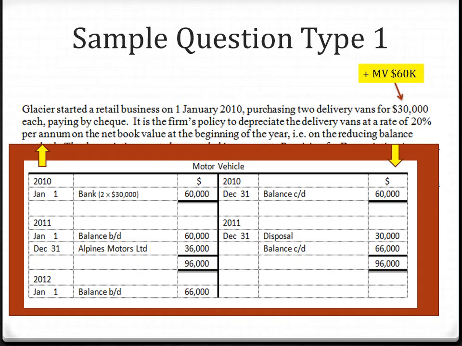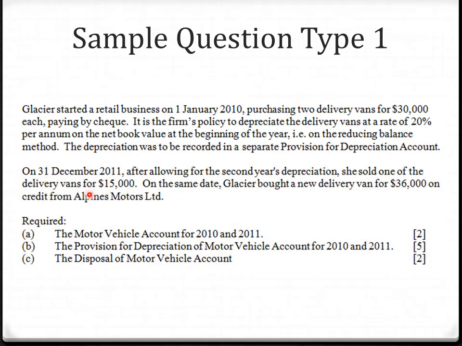So now let's have a look at the motor vehicles account. So quickly run through. At the start of Jan the 1st, 2010, bought 2 motor vehicles, so 60K here. Nothing happened at the end of the year, no buying, no more selling, so you have balance carried down 60K. Now we're going to bring down to the next year, 2011, Jan 1st, balance brought down is 60K.